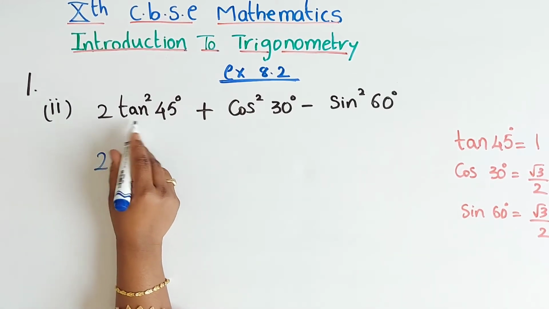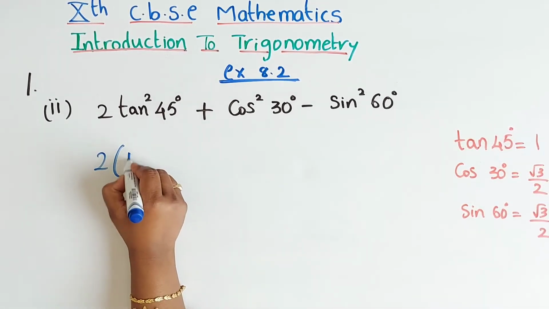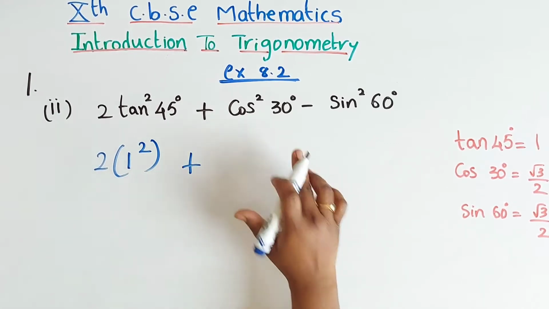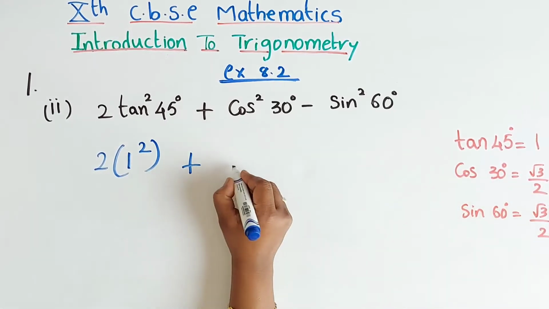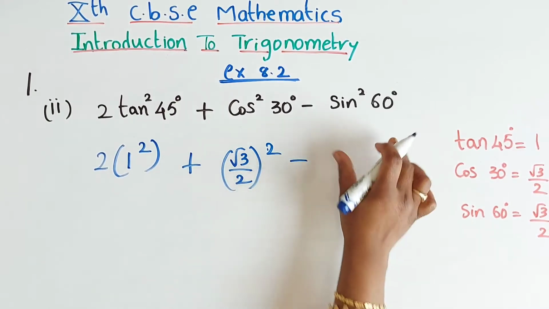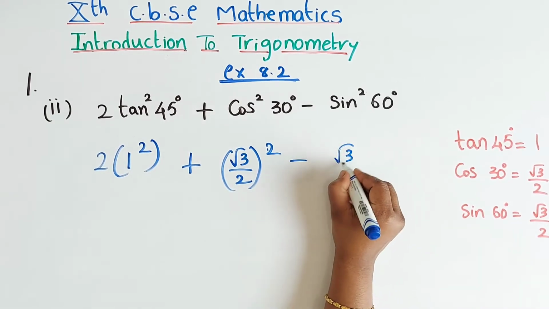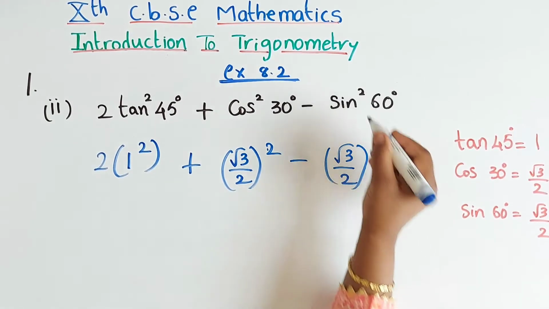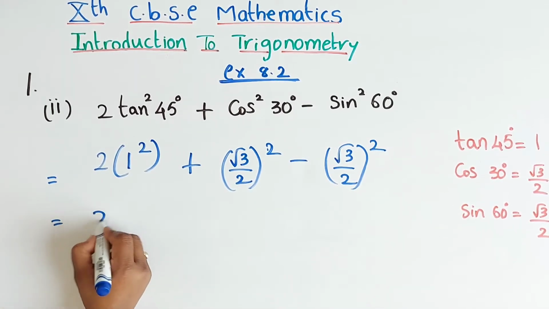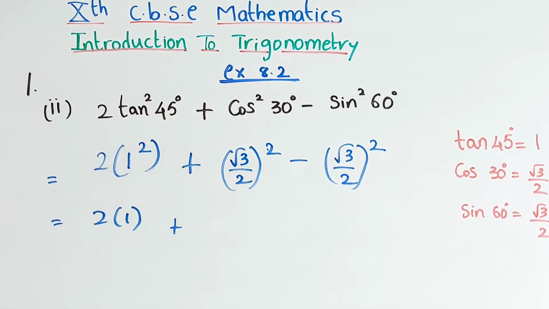Let's substitute the values. 2 into tan square 45. Tan 45 is 1, square, right? Plus cos square 30. Cos 30 equals root 3 by 2, square, minus sin square 60. Sin 60 is also root 3 by 2. Sin square they have given, so here also square. Right, children? 2 into 1 square equals 2, plus root 3 by 2 whole square.